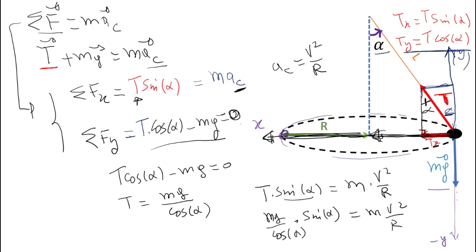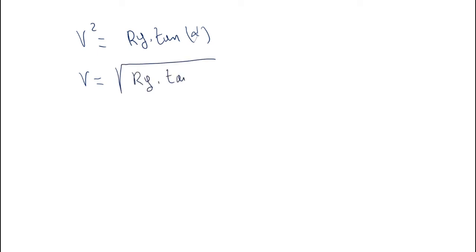So the mass, we can cancel the mass. We have it here, we have it here. And also we know sine of alpha over cosine of alpha is just tangent alpha. And then we multiply by r each side. We will have the speed squared is rg tangent alpha. So v will be the square root of rg tangent of alpha.